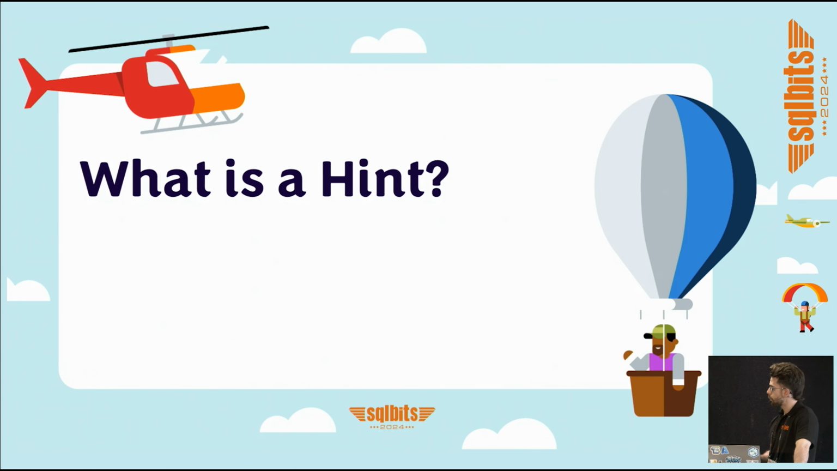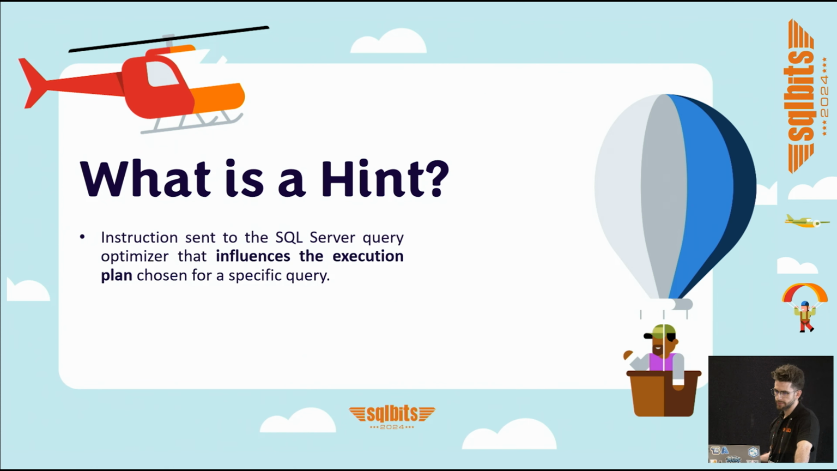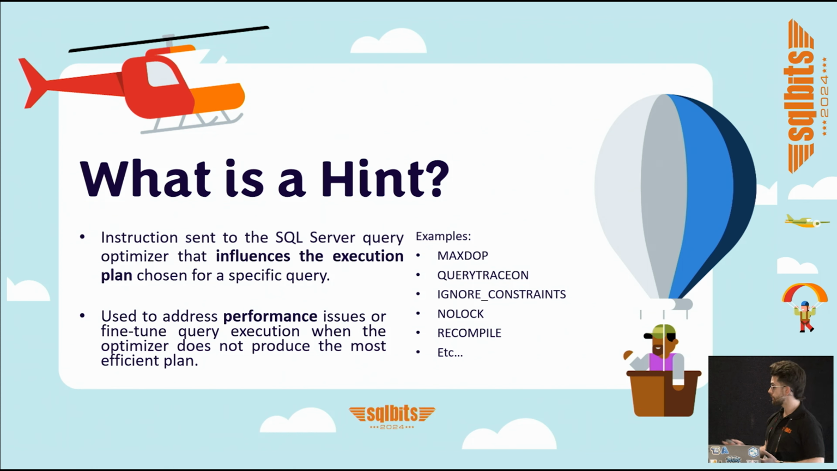So now, what is a SQL Server hint? Basically, hints are instructions that are sent to the SQL Server optimizer that will affect the execution plan selected for a particular query. They are used to adjust the query execution when the optimizer is unable to produce the most efficient plan. Some examples are MAXDOP, which limits the number of processor cores that a query uses.